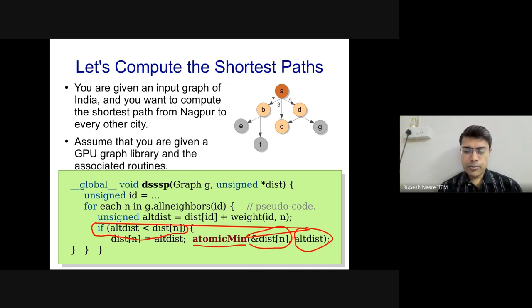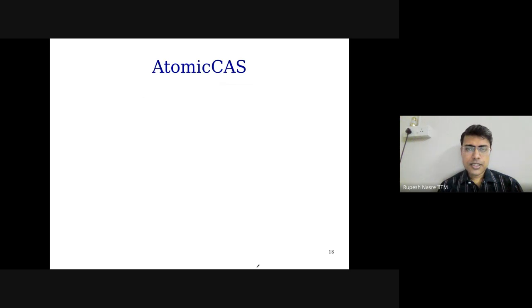Okay, then we are ready to implement locks. So atomic CAS, which is usually considered to be the mother of all the atomic instructions.